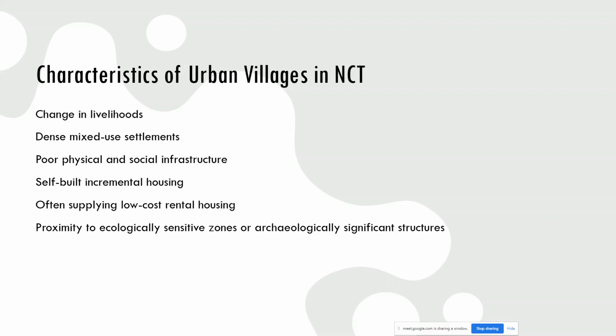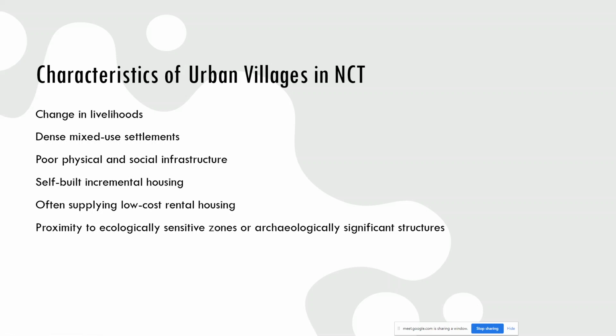Then let us look at the fourth one, that is self-built incremental housing. People usually develop these houses in phases. First, they develop some part of the area either horizontally or vertically. Increasing the floors over a period of time is one of the options, or increasing the space utilization of the plot space is also one of the options. So incremental housing is typically identified in these urban villages. Further, they are often supplying low cost rental housing.